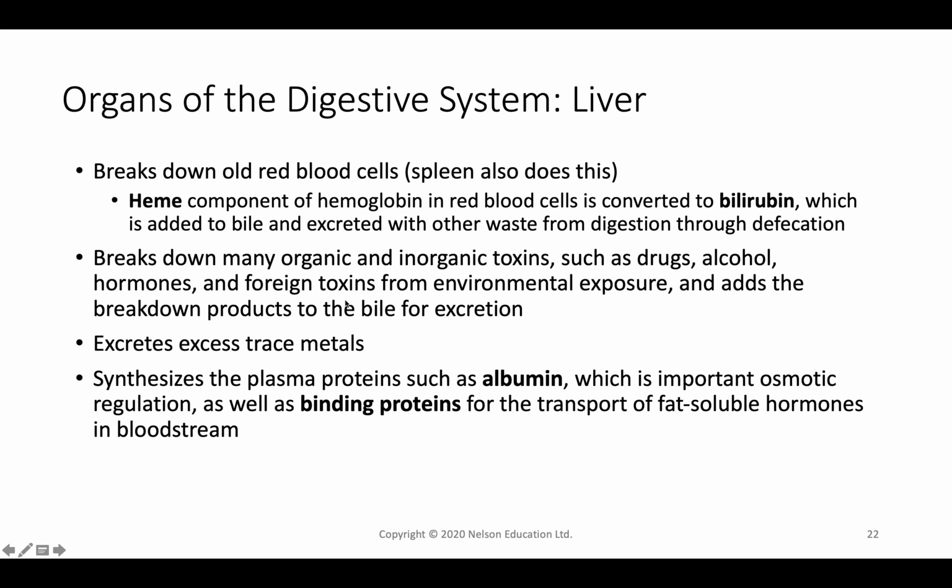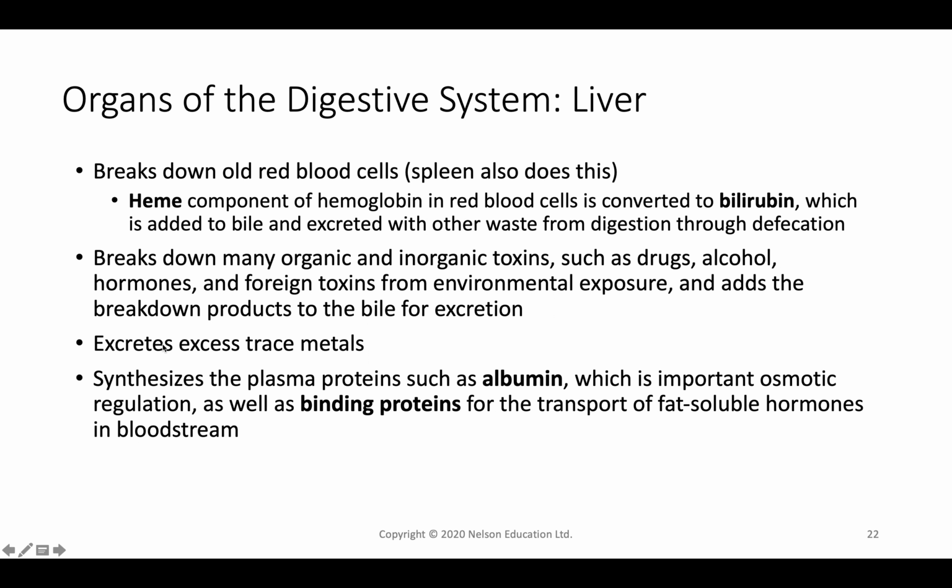bilirubin and then excreted. The liver also breaks down organic and inorganic toxins, things like drugs, alcohol, foreign toxins, etc., and adds the breakdown process to bile for excretion. So while I said previously that you might slaughter the animal and eat its liver, you want to be really careful that you're not going to be eating the liver of an animal that has had a bunch of foreign toxins in it from its environment. So domesticated animals, yes, but probably not wild animals, right?